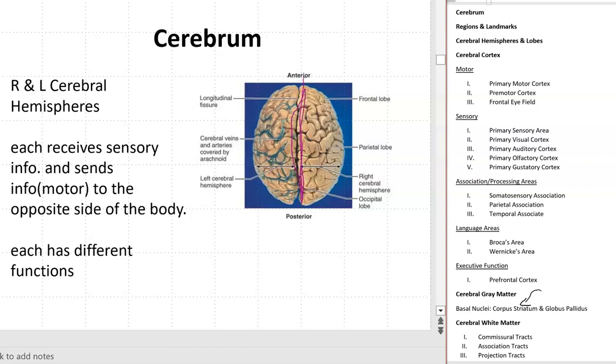It's a pretty deep groove that runs right down the middle, like if you did a mid-sagittal cut. That's the longitudinal fissure, and that separates the cerebrum into the right and left cerebral hemispheres. And you can't miss that when you look at the brains.